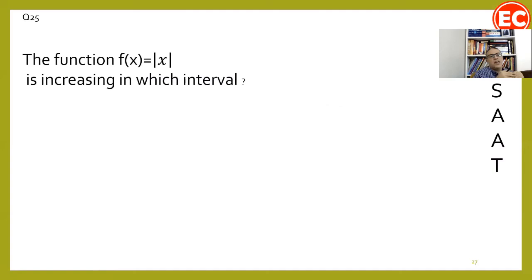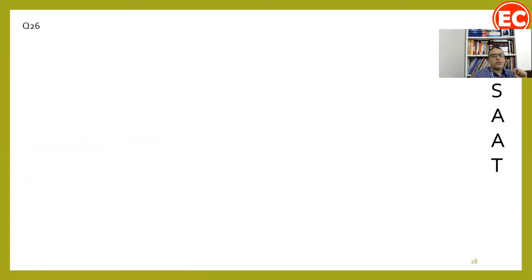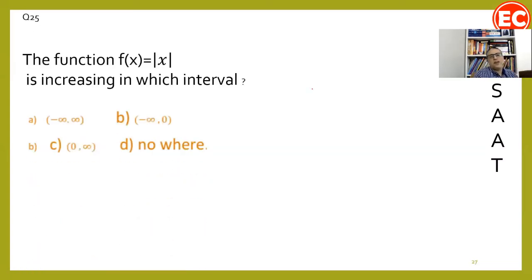Question 25. The function f of x is equal to the absolute value of x. It is increasing in which interval? If you know the parent function and how to graph it, you will identify the answer. The absolute value graph is a letter V that passes through the origin. So when is this function decreasing? From here to there, and then increasing from 0 to infinity.